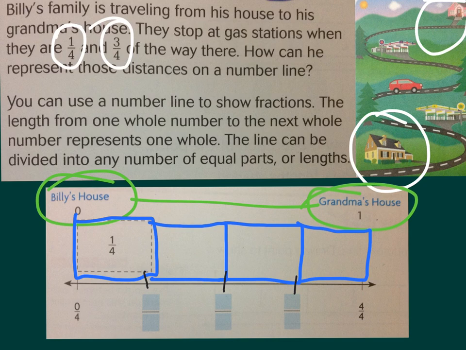I'm also going to label the fourths at the bottom of the number line. At the end of my 1/4, I'm going to write the fraction 1/4. When I come to the end of the second fourth, I'm going to label it 2/4, and so on. 3/4 and 4/4 is already on the number line for us.